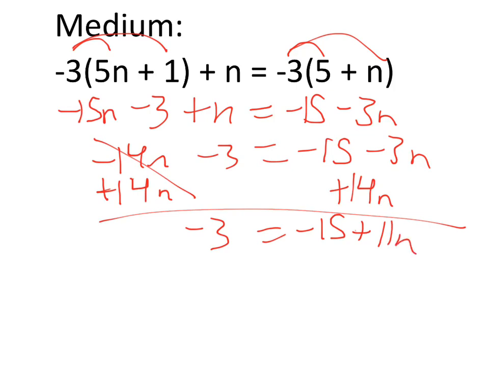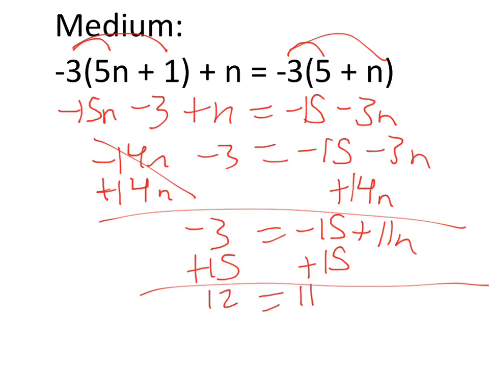And now I just need to get the numbers there on the left side. So I need to get rid of the negative 15 by adding 15 to both sides. And on the left side, it's going to give me positive 12. On the right side, we just have 11n. Those are gone. And now I just need to get rid of what's in front of n, which is that 11.